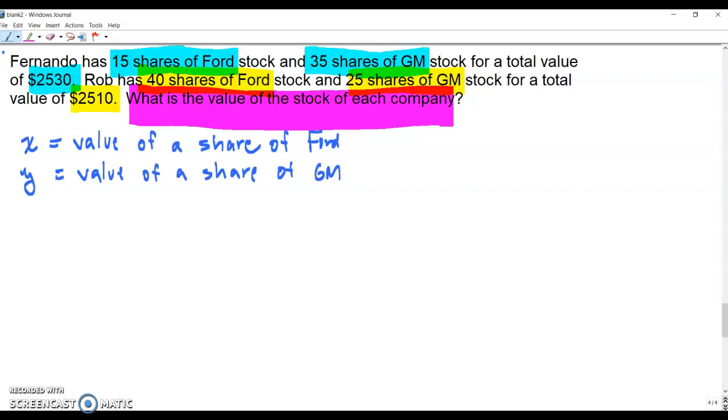Fernando's got 15 shares of Ford. Ford is worth X. We don't know. So he's got 15X dollars from Ford stock. He's got 35 shares of GM, so 35Y dollars. And altogether, he has $2,530. We don't know what X and Y are, but whatever they are, based on these prices, it gives us this combination of $2,530. Right? So pause the video for a moment and see if you can come up with a similar equation for Rob.